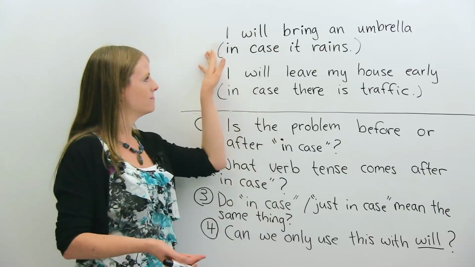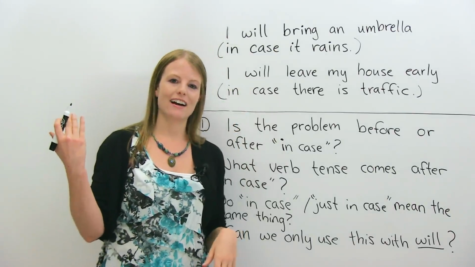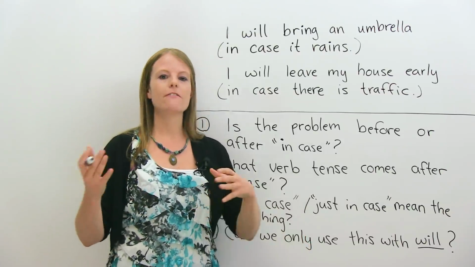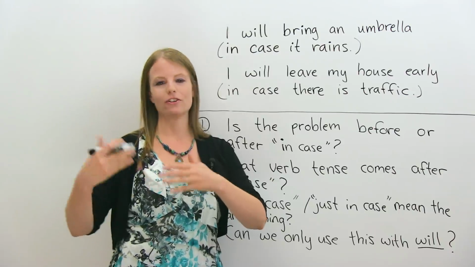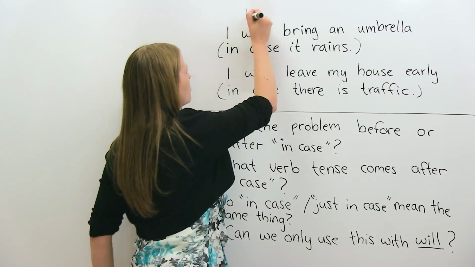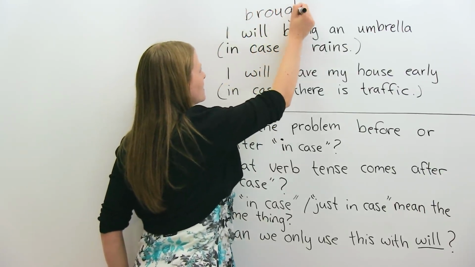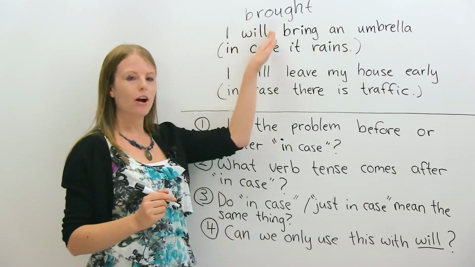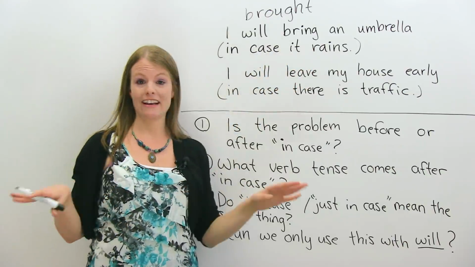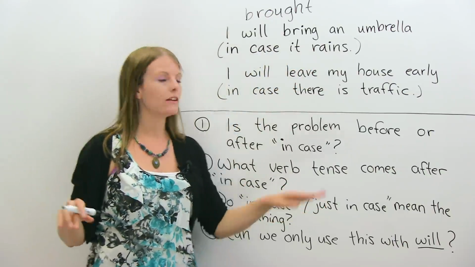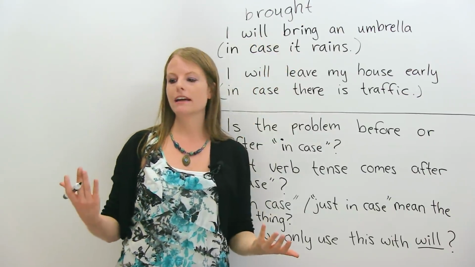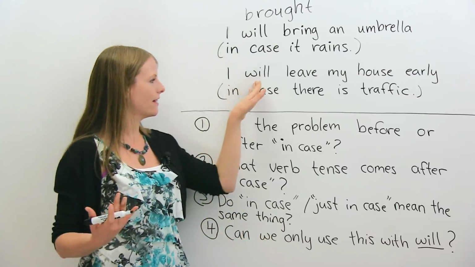Imagine for this one, yesterday I brought an umbrella to work because today I knew it would rain. So if in the past, if yesterday or earlier today, I brought an umbrella, we could change this to brought. I brought an umbrella in case it rains. In case it rains stays the same. Okay, it's always in the present. But before it, the preparation, we can use the past. Or what about if, for example, the second sentence.